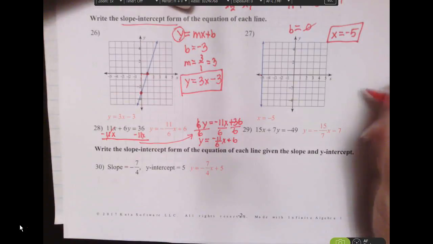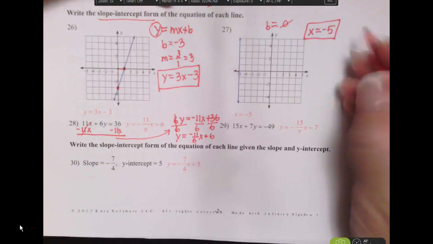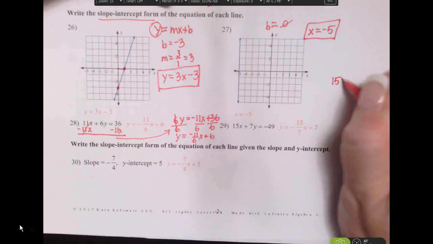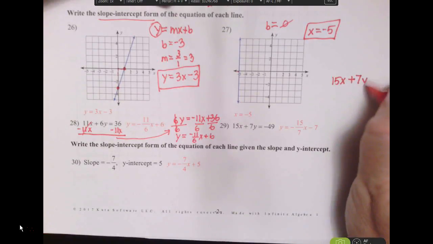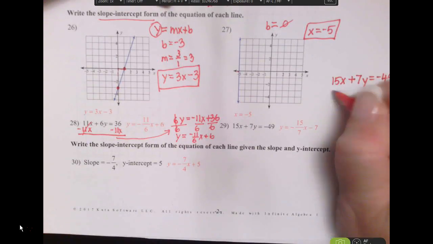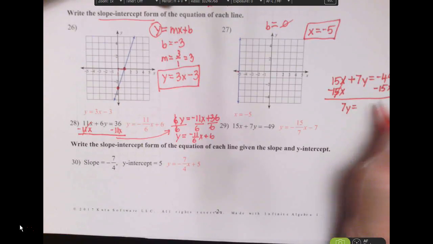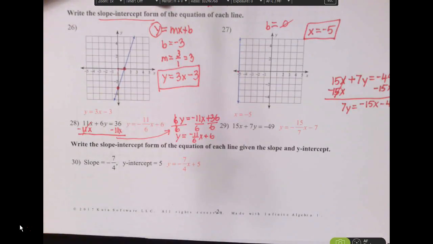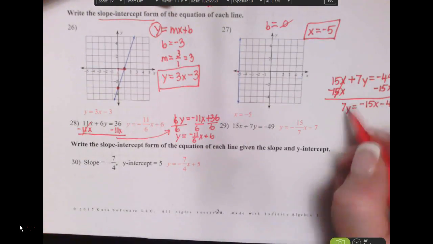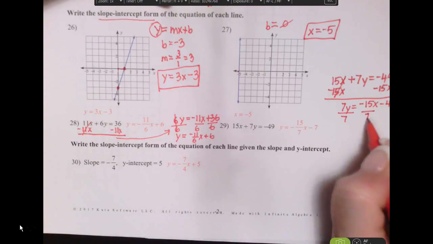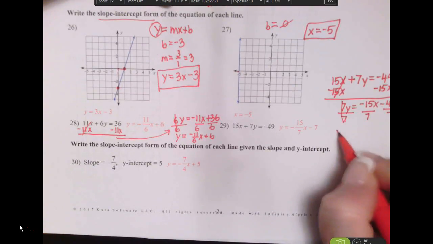In number 29, I'm going to go over here and write this to where I have enough room to work out the problem. And again, start moving things away from y. So I get 7y equals, and these are not like terms, that's how I remember they don't get to be combined. I don't want to lose any of those negative signs, and now I can just divide by 7 everywhere.